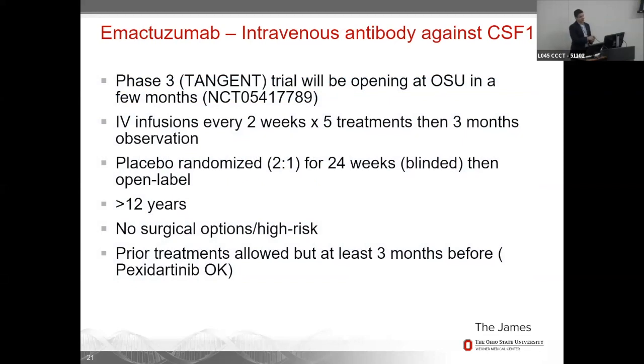This trial, like the other phase 3 trials that we discussed earlier, is going to be randomized for 24 weeks and blinded, and then after that it's going to be open label, meaning that patients who were not receiving the medication will be able to cross over.